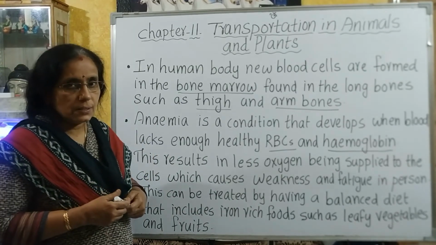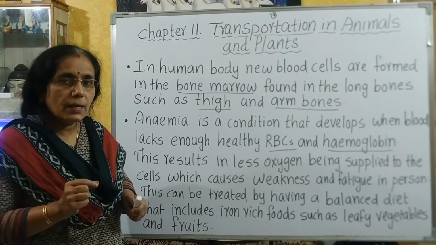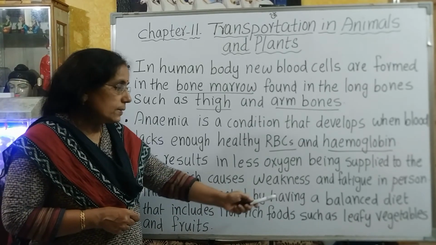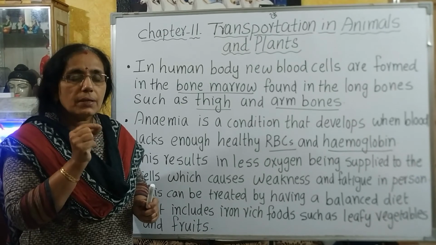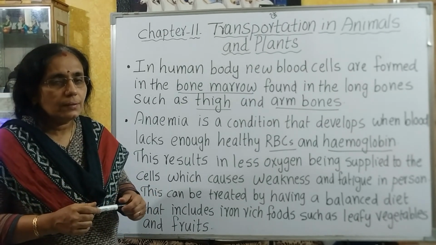How can we treat this condition? This can be treated by having a balanced diet that includes iron-rich foods such as leafy vegetables and fruits. So this anemic condition can be treated very effectively just by taking a balanced diet.